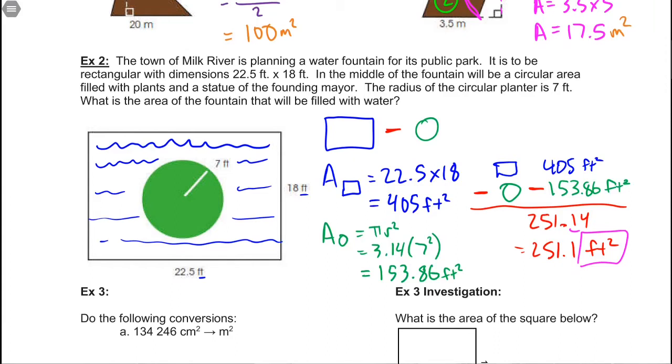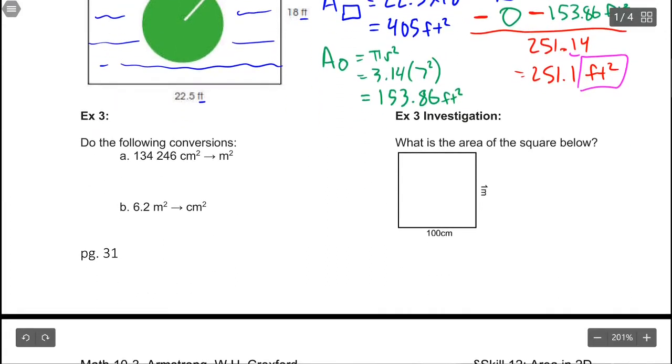Okay, so that's if your units are the same. Sometimes though you've got mixed units, and so we're going to handle that right now. Look at the square right here. We've got a meter on this side, and we've got 100 centimeters on this side. And actually, 1 meter is 100 centimeters. It's hard to draw sideways. And 100 centimeters is 1 meter.